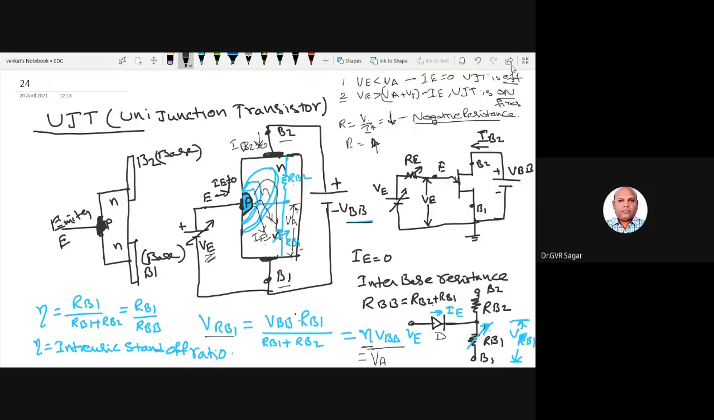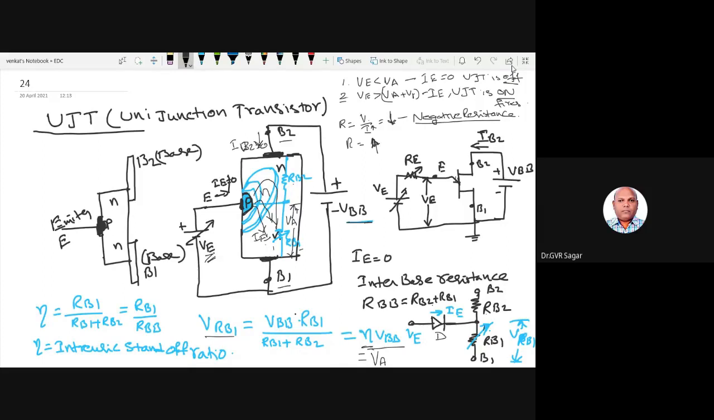Now the holes are diffused into the N region. These diffused holes move towards base 2, and base 2 is connected to the positive terminal. So, having similar polarity, they are repelled from base 2 and move towards base 1. This constitutes a current called IE. As more and more holes are diffused, this happens within the stipulated period, and in that period IE is very high.